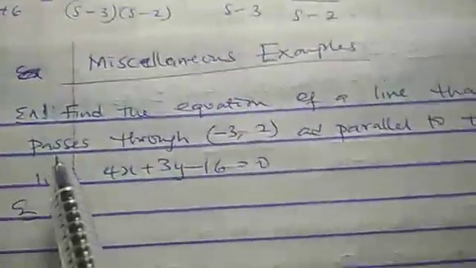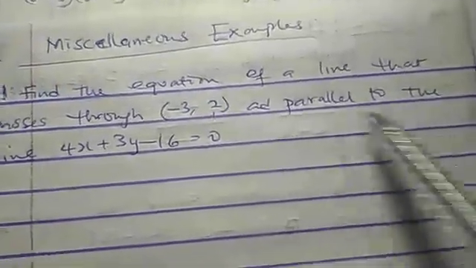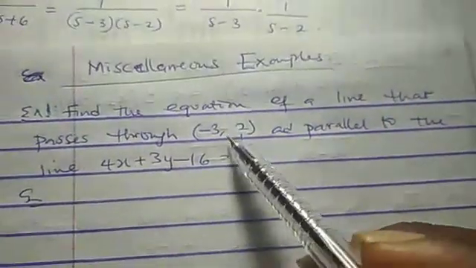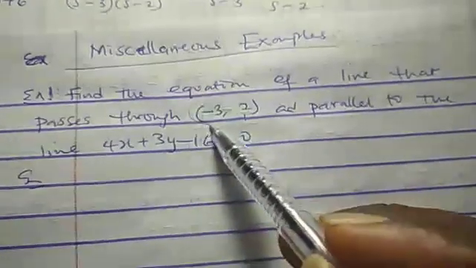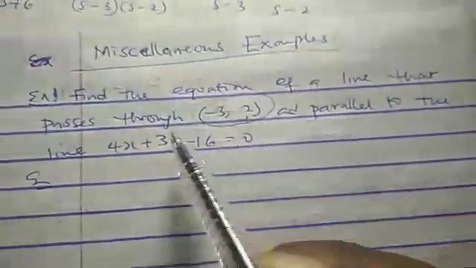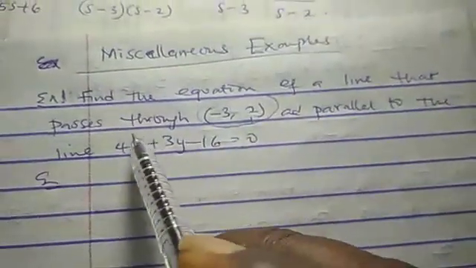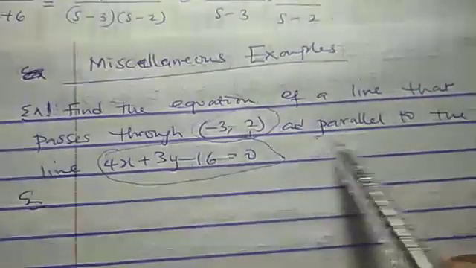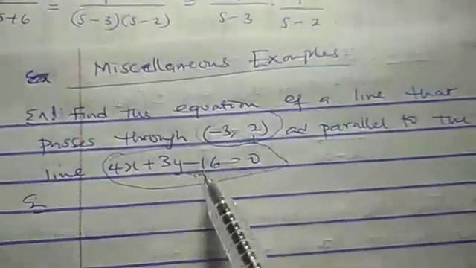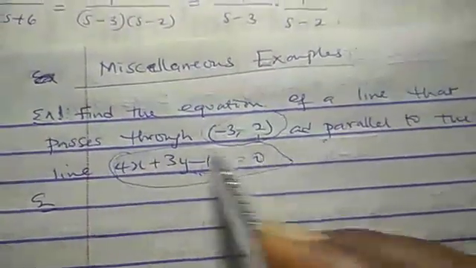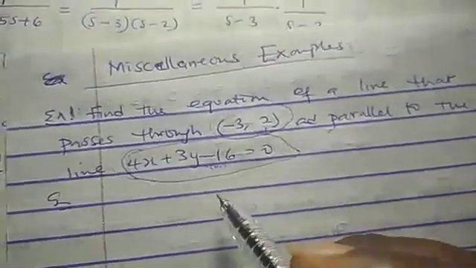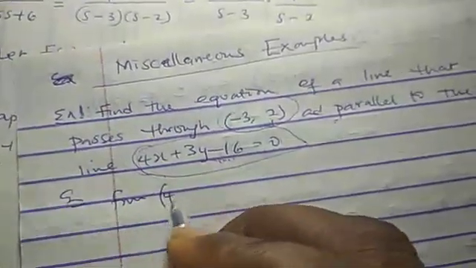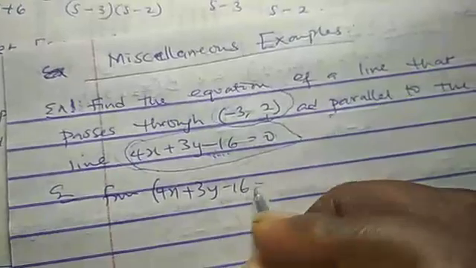Example 1. Find the equation of a line that passes through this point and is parallel to this line. Remember that I said anytime you want to find the equation of a line, you must be given a point and a gradient. Here we have been given a point, but we are not given the gradient directly. Indirectly we are, because the question says the line we are talking about is parallel to this one. Definitely by the condition of parallelism, it will have the same gradient as this. So if I know the gradient of this one, I will know the gradient of the line I'm talking about. Now let me quickly take 4x plus 3y minus 16 equal to 0.